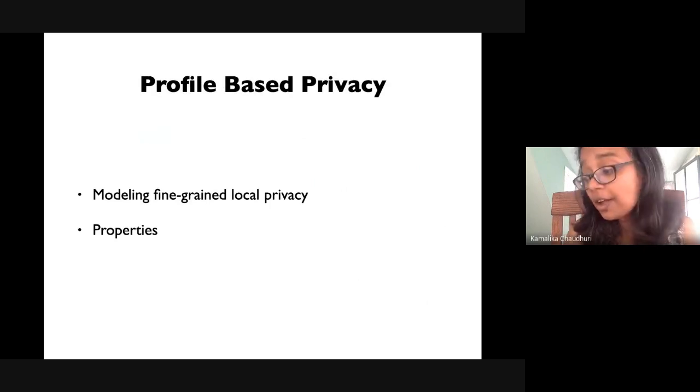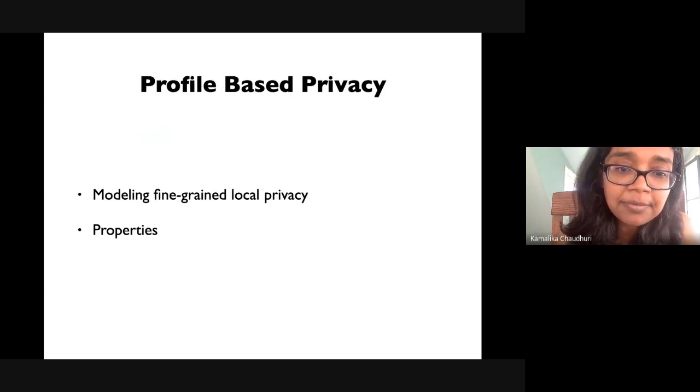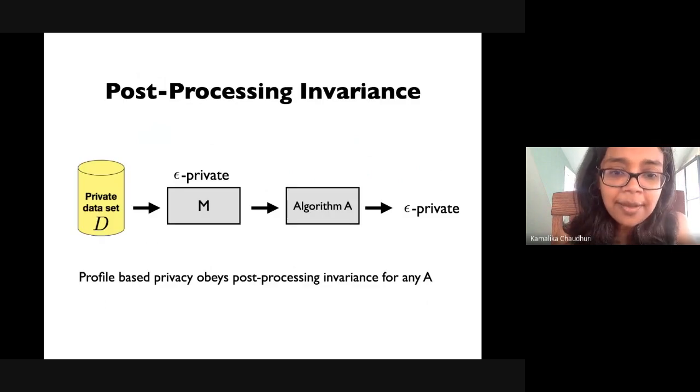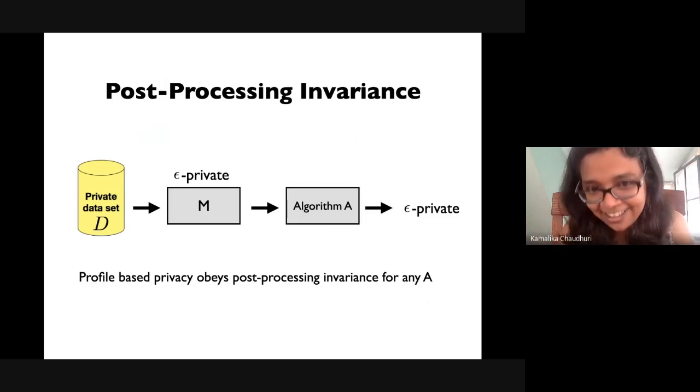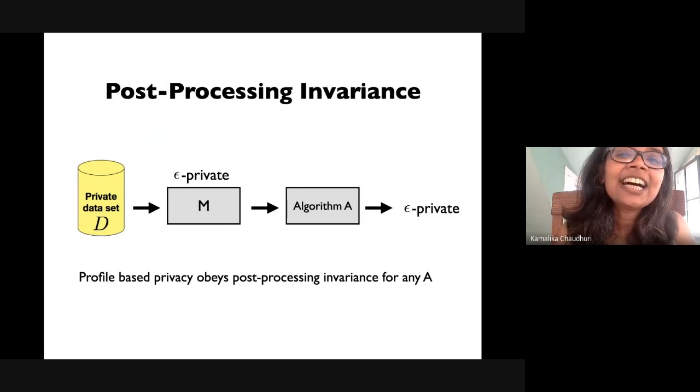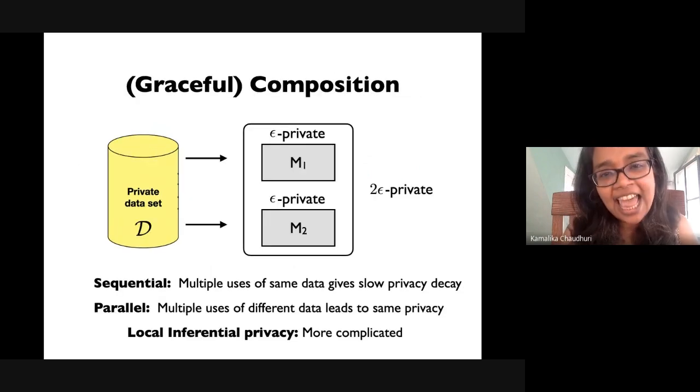And so what about the properties? What kind of properties can be retained for them? One of the interesting things that we can show is that it obeys post-processing invariance. This is not super unexpected, given that we are still retaining this max divergence. And we can show post-processing invariance.